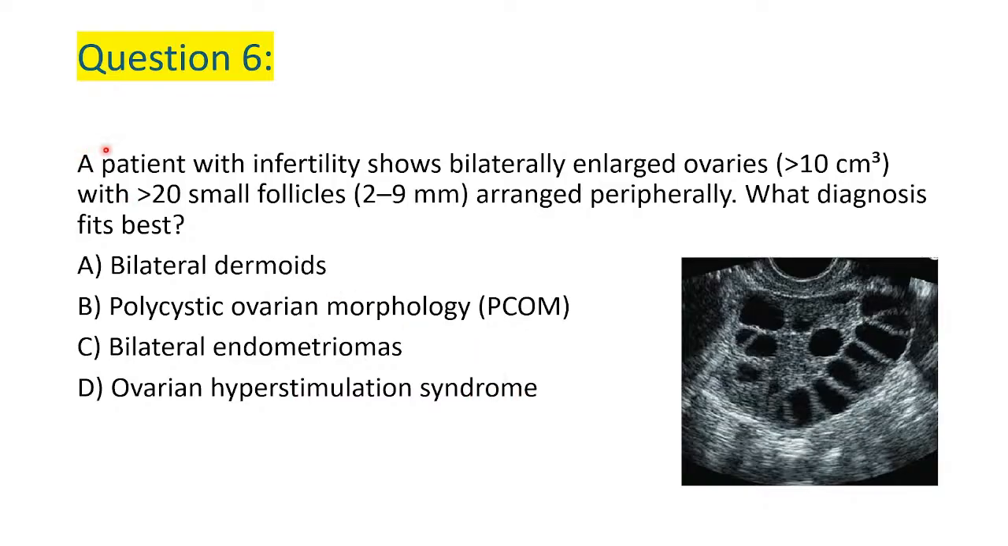A patient with infertility shows bilateral enlarged ovaries above 10 cubic centimeters with greater than 20 small follicles, 2 to 9 millimeters, arranged peripherally. What diagnosis fits best? Bilateral dermoids, A; polycystic ovarian morphology, B; C, bilateral endometriomas; D, ovarian hyperstimulation syndrome.